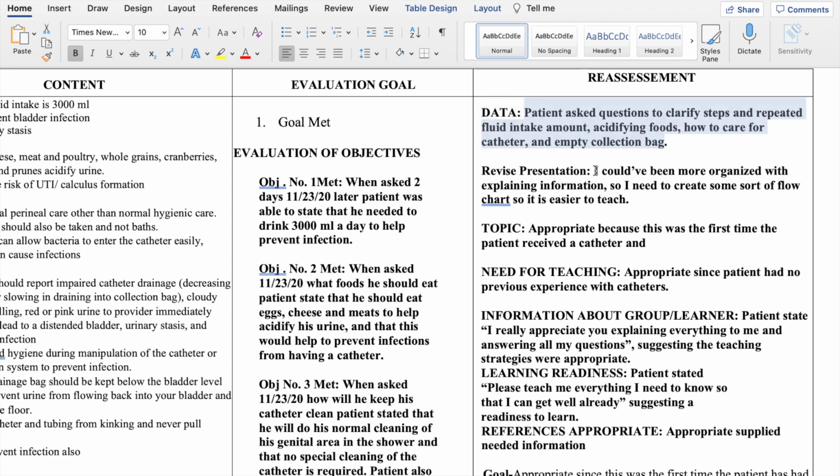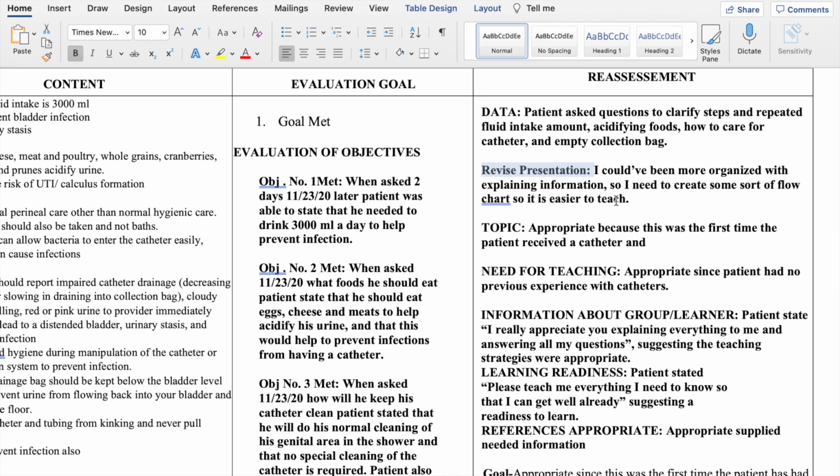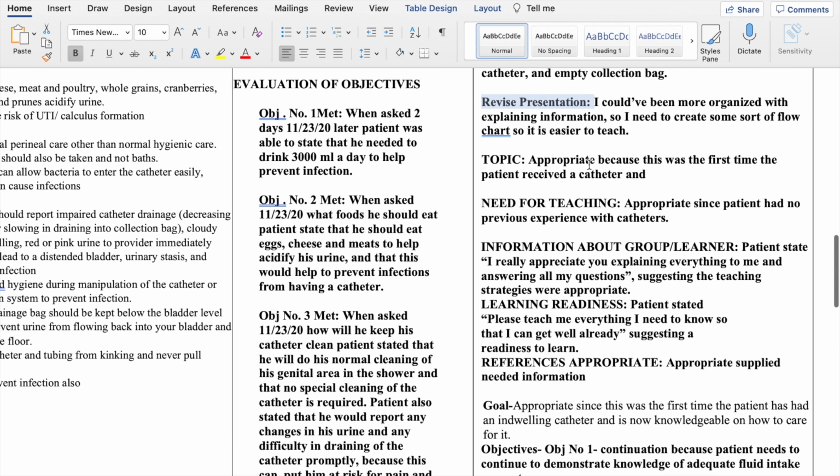You'll put it here. Revised presentation. So any changes you would make to your presentation, I could have been more organized when explaining information, and I put how I can be more organized. So I need to create some sort of flow chart so it is easier to teach. So you can just put what you could improve and how you could improve it in this section. And then for your topic, you put whether it was appropriate or not appropriate. So I put appropriate because this was the first time the patient received a catheter.